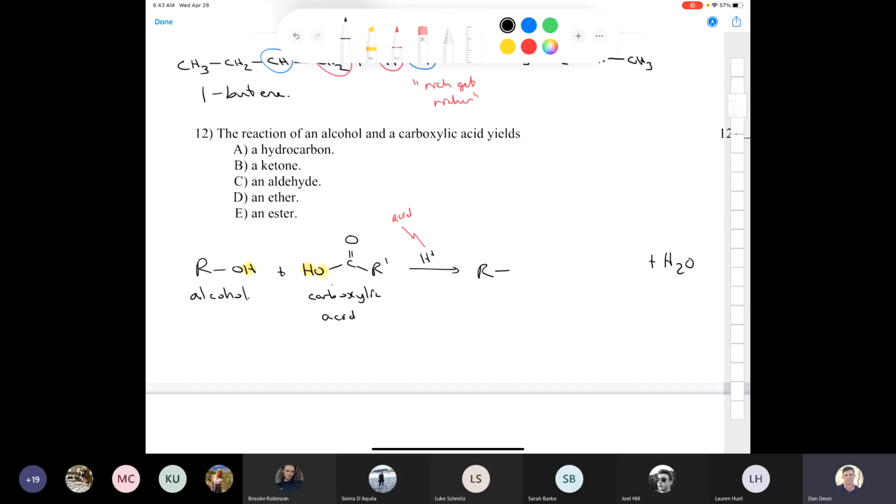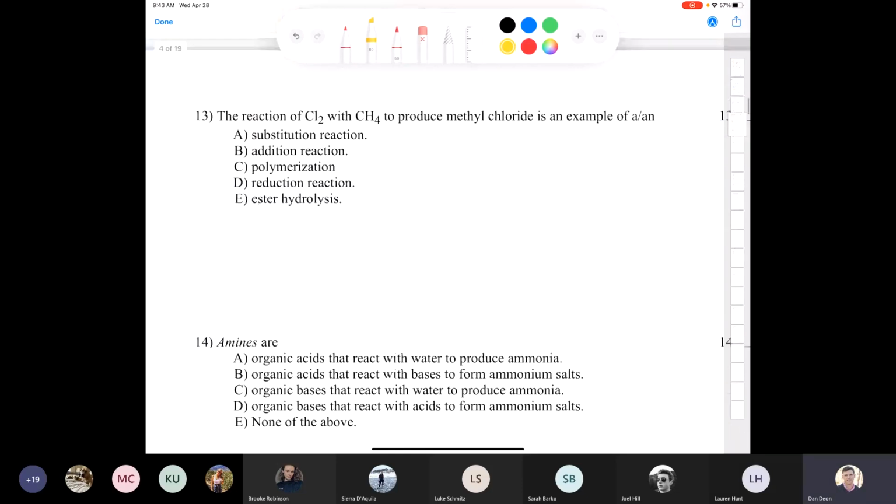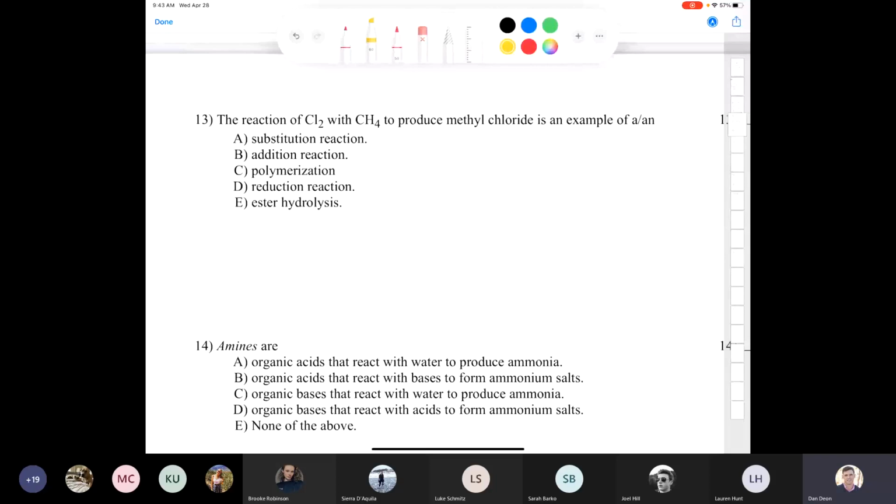Let's draw what you've got. You've got an R and an O group, then you have left over the carbonyl and the R prime, like that. What functional group is in this compound? This is an ester. Okay, this is one of the most important reactions that you'll learn in organic chemistry. If you take chemistry 1211, let's say, at UCCS, it's a very important reaction in that class. So the formation of an ester from an alcohol and a carboxylic acid. Question number 13, the reaction of chlorine with methane to produce methyl chloride is an example of what?